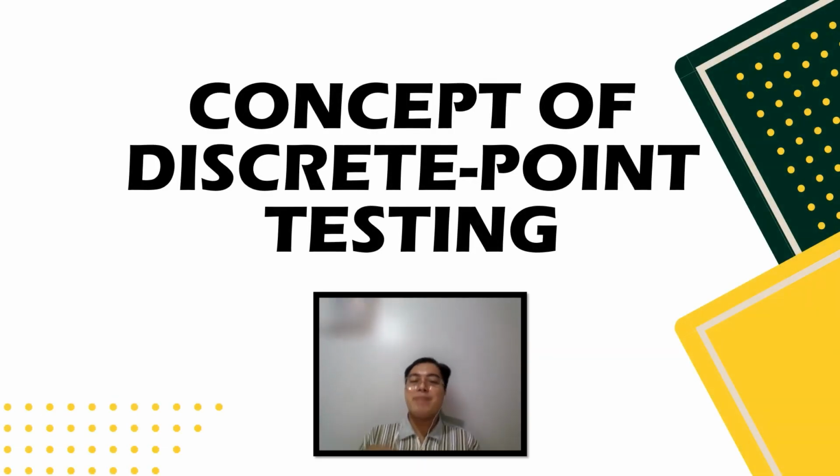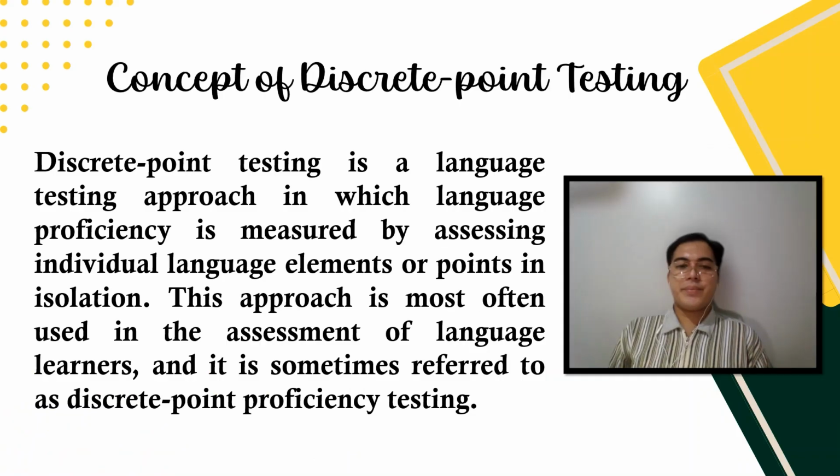Alright, so this time let us move on to the concept of discrete point testing, one of the approaches to language testing. Discrete point testing is a language testing approach in which language proficiency is measured by assessing individual language elements or points in isolation. This approach is most often used in assessment of language learners, and it is sometimes referred to as discrete point proficiency testing.